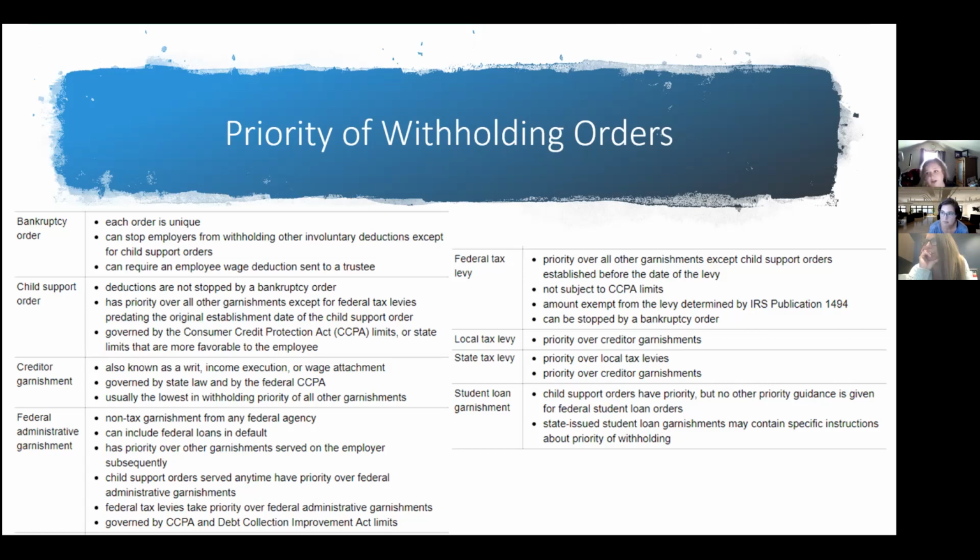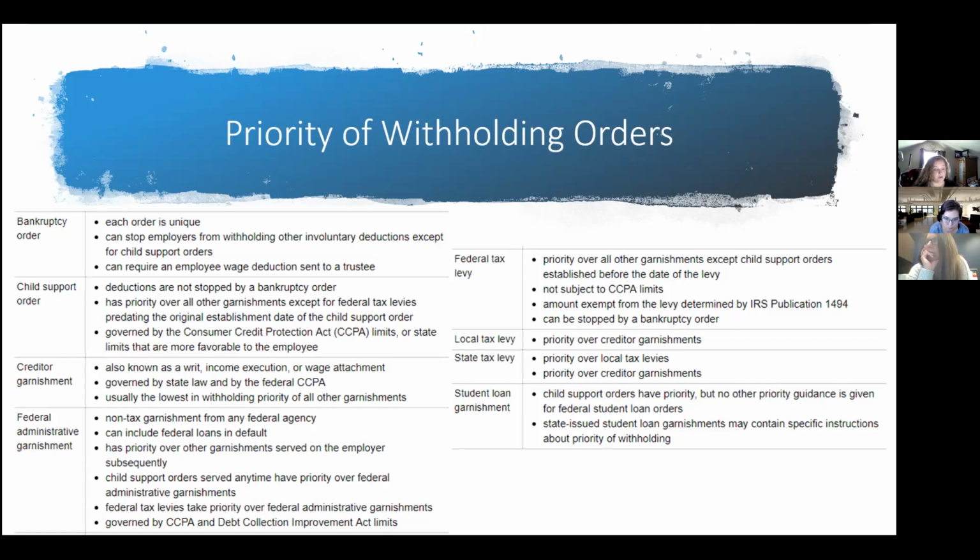So bankruptcy orders can't stop child support orders, but they can potentially stop other orders. Child support deductions are not stopped by a bankruptcy order. Those continue, and they have priority over all other garnishments except for federal tax levies predating the original establishment date of the child support order. So basically, child support is king. It's going to take priority unless you have a federal tax levy that's predating the child support order. So nine times out of ten, child support is king. It's going to take over.